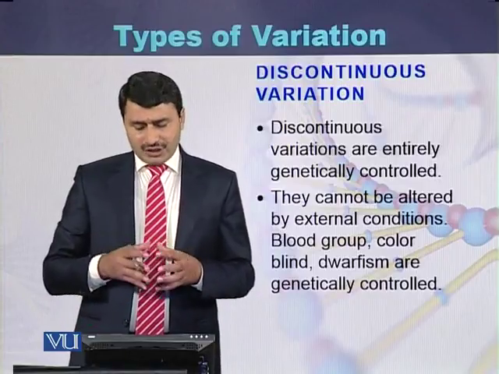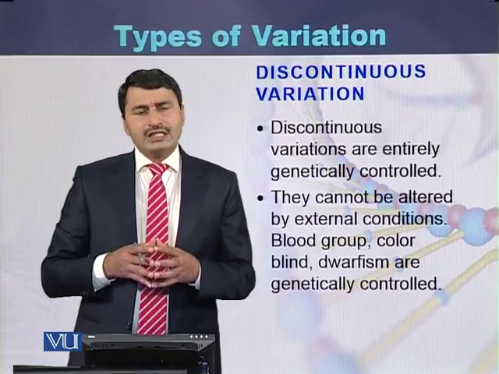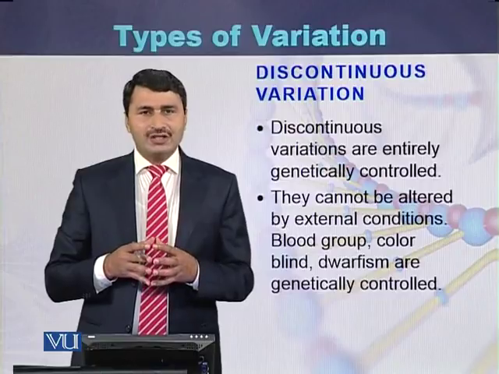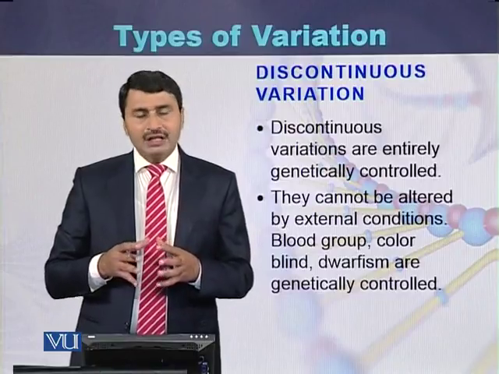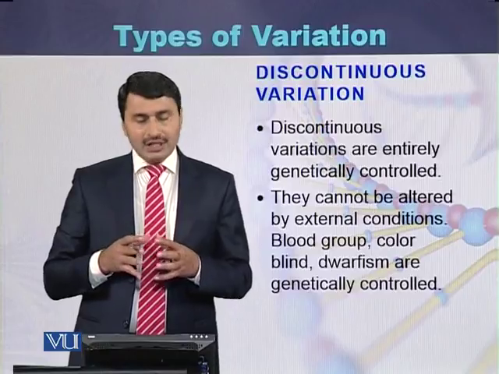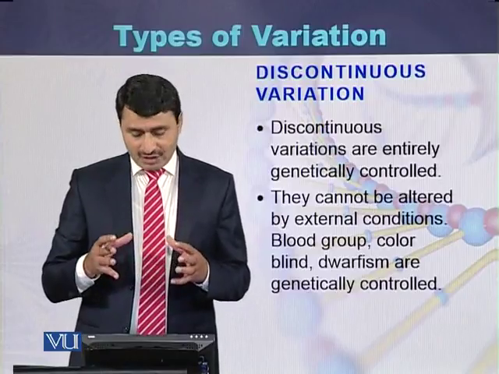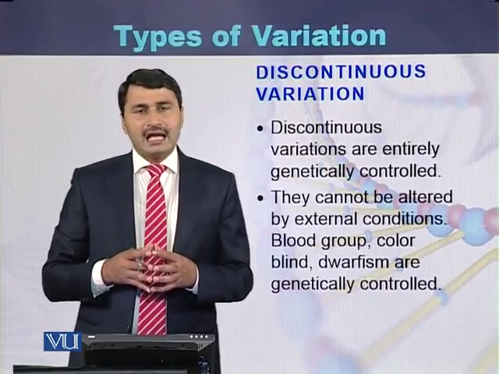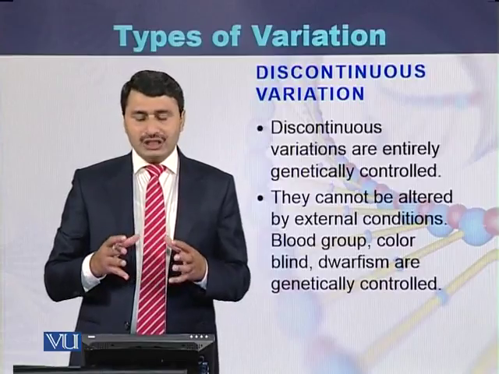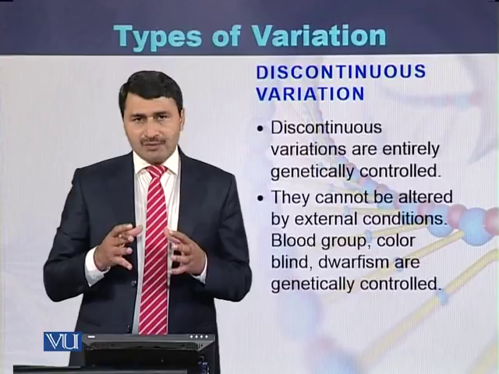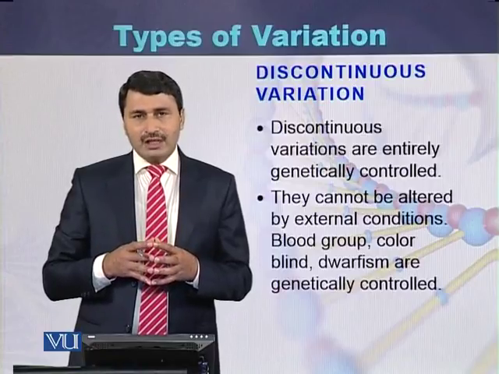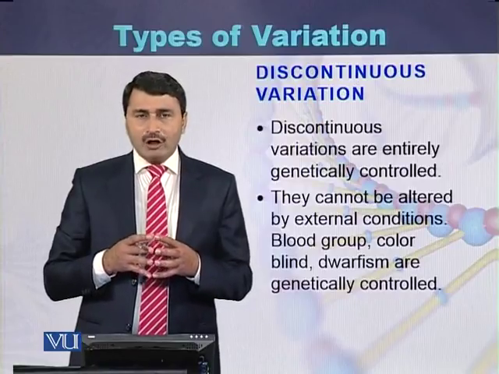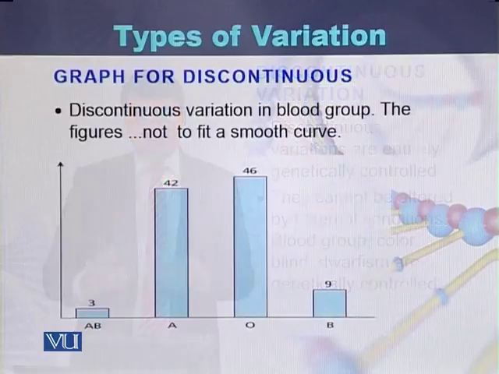What is discontinuous variation? Discontinuous variation is entirely controlled by the genetic makeup, or by the genes, of that species or that organism. These kinds of variations cannot be changed by external factors. Examples would be blood group, color blindness, and dwarfism in humans. So these are variations which are purely controlled by the genetic makeup of that organism or species. They cannot be controlled by environmental factors.